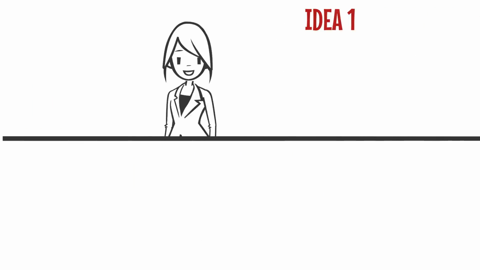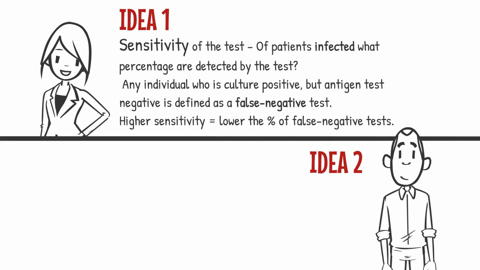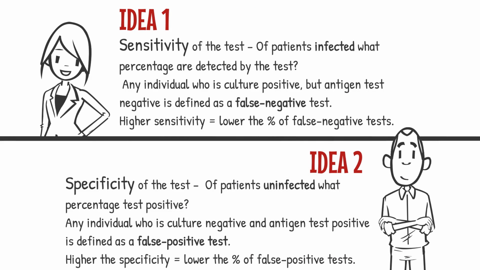Finally, a few words about test sensitivity and specificity. Sensitivity of tests: of patients infected with the virus, what percentage are detected by the test? If 100 individuals are SARS-CoV-2 viral culture positive, how many of these culture positive individuals will be detected as positive by the antigen test? Any individual who is culture positive but antigen test negative is defined as a false negative test. Higher sensitivity is preferred because the higher the sensitivity, the lower the percentage of false negative tests.